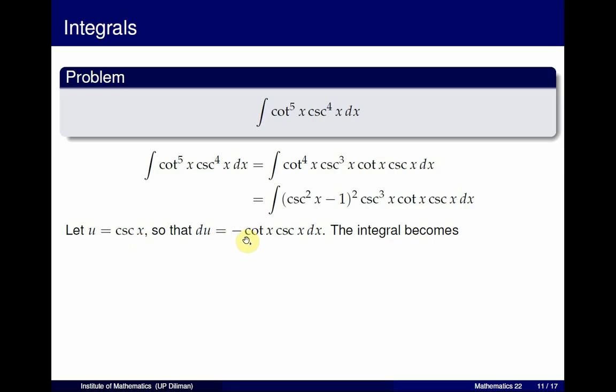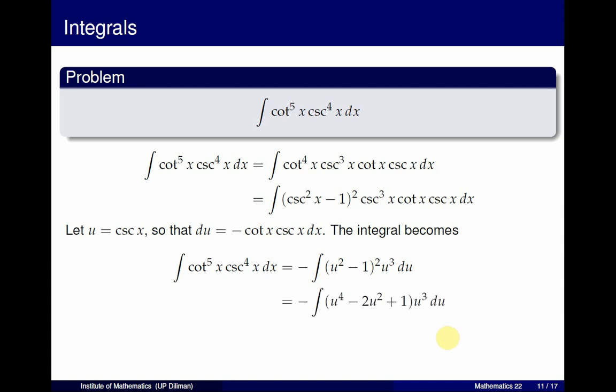So du is negative cotangent x cosecant x dx. Using the substitution, we will get the original integral is equal to, with the negative sign in the negative cotangent x cosecant x dx put outside, negative integral of the quantity u squared minus 1 squared u cube du. And of course, this is just a polynomial.